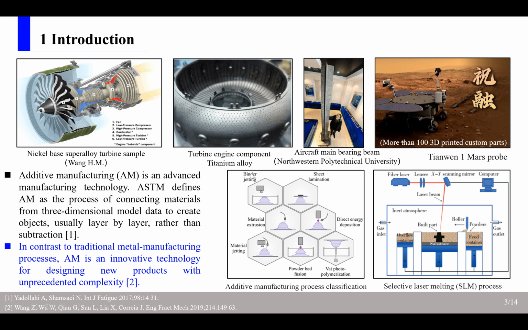Completely different from conventional fabrication methods, additive manufacturing is an advanced manufacturing technology. ASTM defines AM as a process of connecting materials from three-dimensional model data to create objects, usually layer by layer, rather than subtraction. There are seven types of AM. For metal, the most widely used is powder bed fusion. In our study, we used the selective laser melting process.